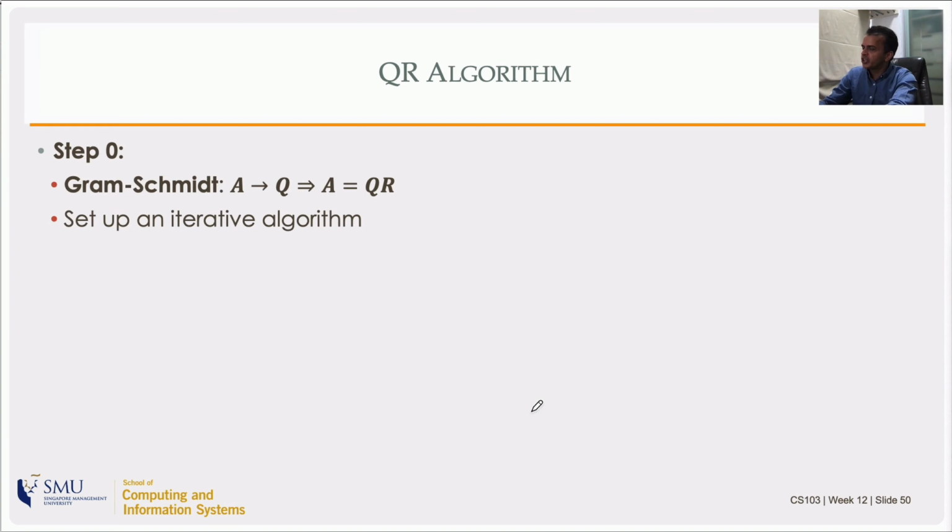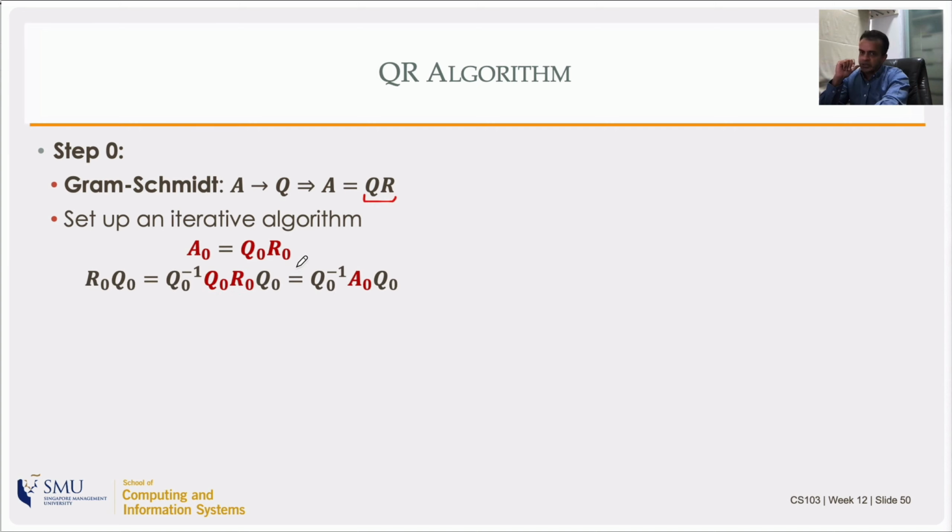The algorithm goes like this. What you would do is to run the Gram-Schmidt process, the QR decomposition, and set up the first A0 equal to the QR decomposition. So first A0 will give you Q0. A0 is Q0 R0 because A is QR. But what about RQ? If you think about RQ, then you can multiply on the left by I, which is Q0 inverse Q0.